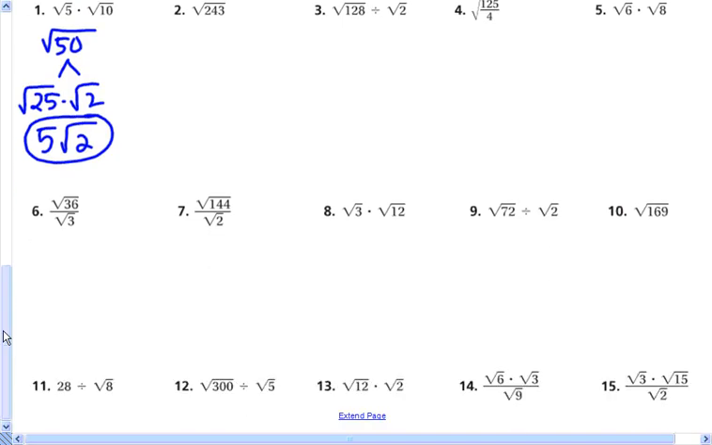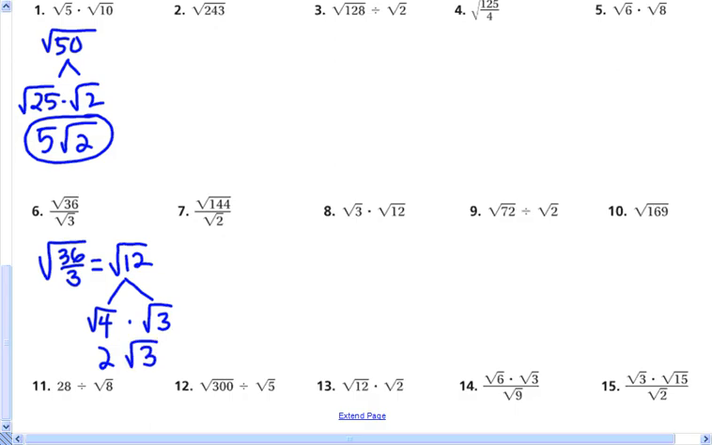6. Square root of 36 divided by the square root of 3. Let's see, we can use the idea of division here. We can just say that this is simply 36 divided by 3 under the radical, which is the square root of 12. Now the square root of 12 has a perfect square factor. Square root of 4 times the square root of 3 is equal to the square root of 12, and the square root of 4 is 2. So in simplest radical form, I would write the square root of 36 divided by the square root of 3 is 2 times the square root of 3.